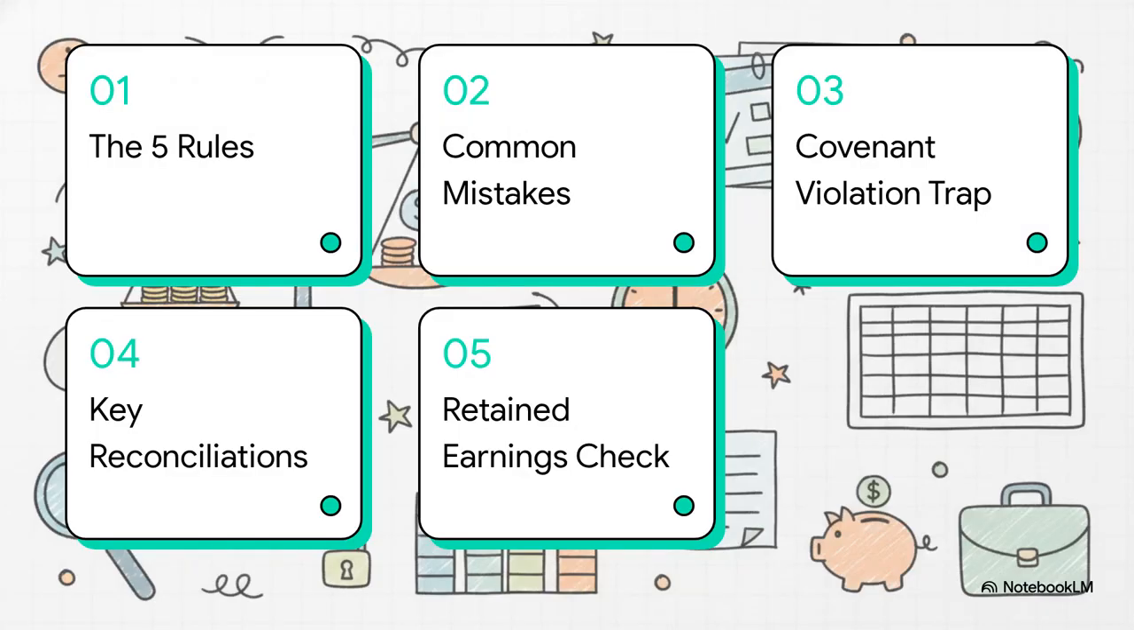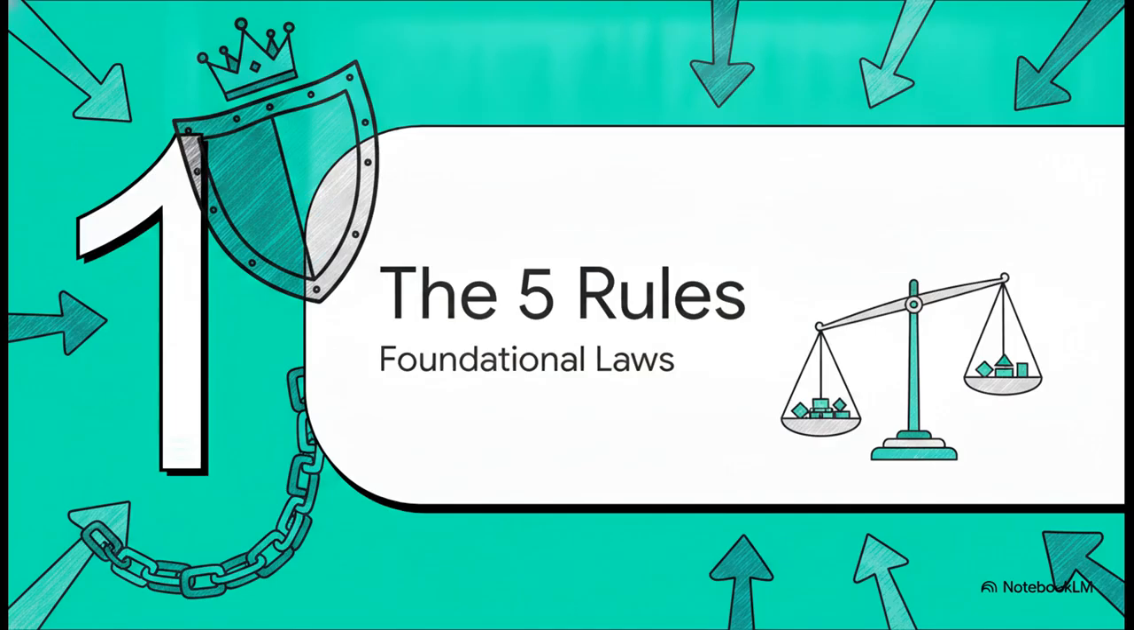We've got a packed agenda today. We'll be hitting the 5 foundational rules, digging into some really common period end mistakes, looking out for the infamous covenant violation trap, establishing our key reconciliations, and finally, doing a retained earnings reality check. Let's dive right into those foundational laws. These are the big ones, the 5 rules you literally must never break.